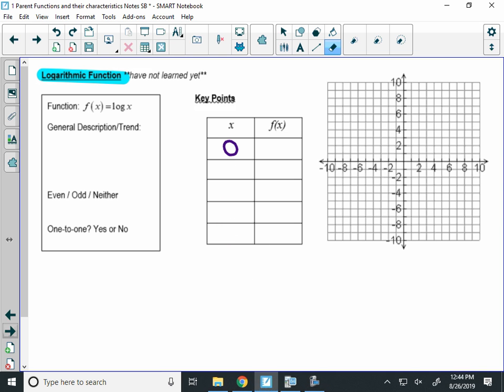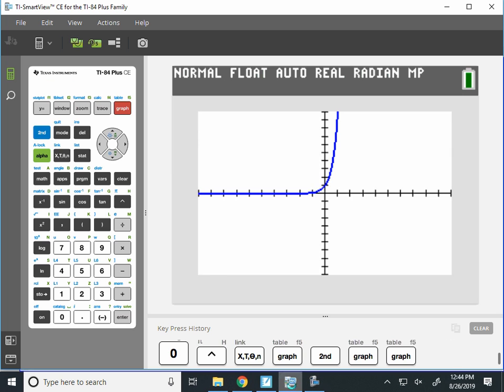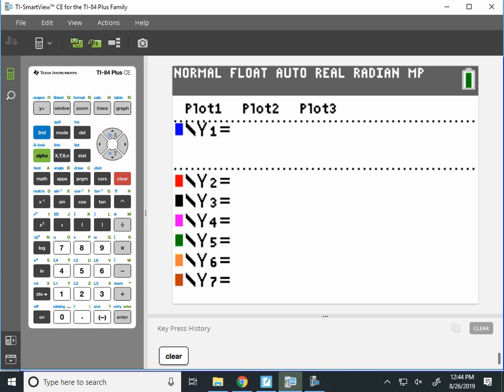0, 0.01, 0.1, there we go, 1 and 2. I got it now. I forgot over lunch. Let's plug this in our calculator. So y equals, we're going to graph log, which is on the left here, it says the word log, and then x.